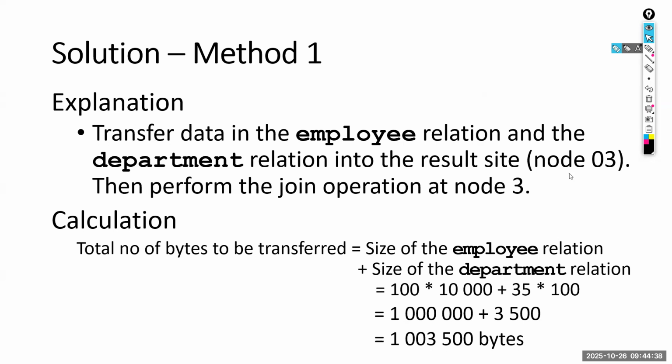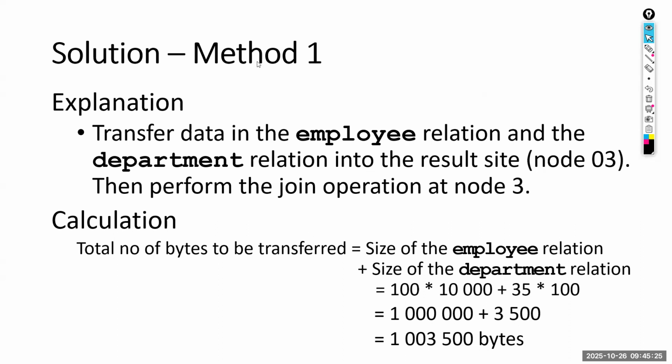Remember, the biggest cost is data transmission. So considering the data transmission cost, disk access cost is negligible. That is the idea. Okay, got it? So what is the cost for this query if you do it like this? 1,003,500 bytes. So that is our method 1.